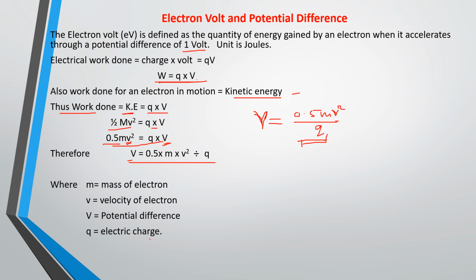Having that said, we can now solve some problems. Remember, you can also write this as 1 over 2 mv squared over q.